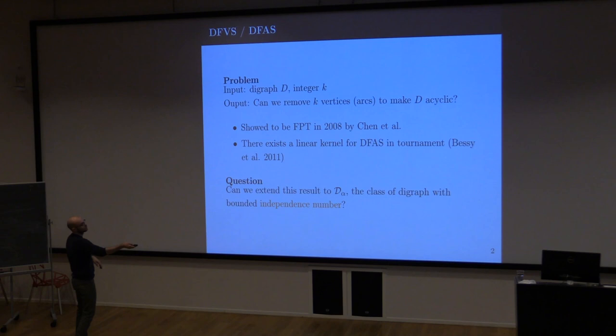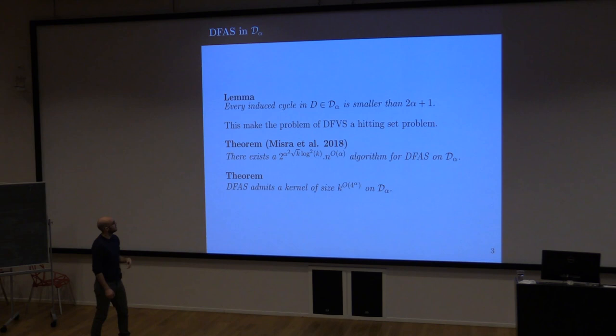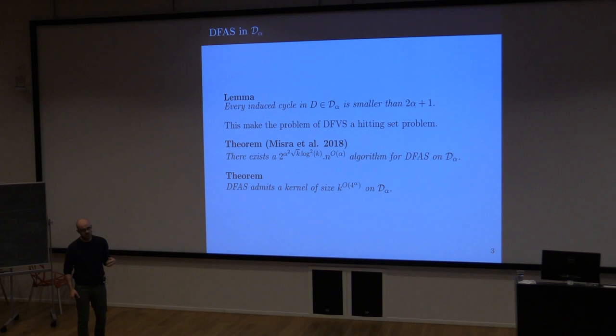The first remark is that if you have a graph with independence number bounded by alpha, every induced cycle has length at most 2 alpha plus 1. You just look at the set of vertices at distance 2, and then you can find an arc if it's bigger than this. So it means, again, that the problem for directed feedback vertex set is a hitting set problem. It's interesting, but it's not exactly what we are trying to look at.